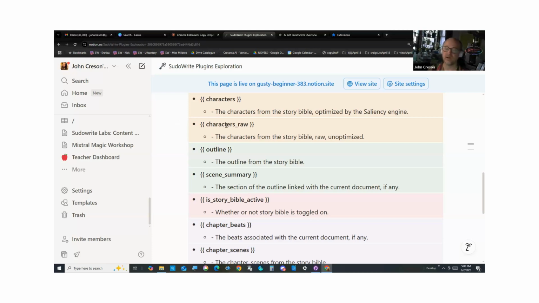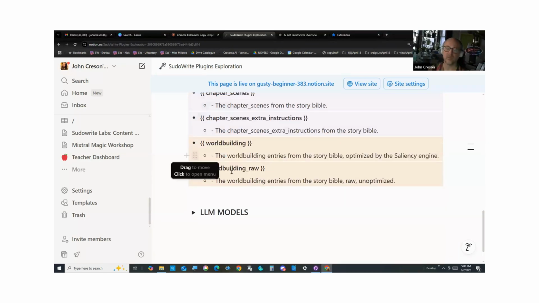Likewise, I'm going to pull down to the bottom real quick. World building and world building raw, same thing. If you use world building, then you may not get every card because the saliency engine will be maybe taking out cards that it doesn't think you need. World building raw will give you every single world building card in that giant single prompt that's being sent to the LLM. Okay, so that's important.